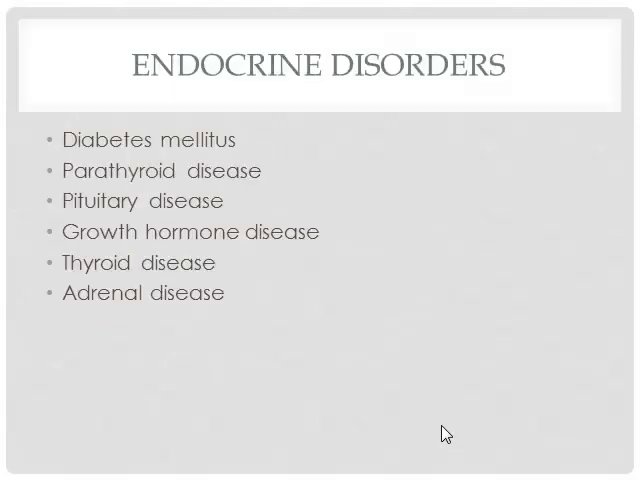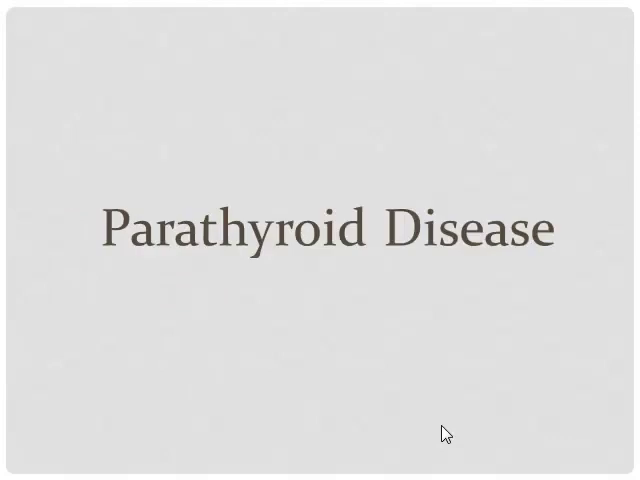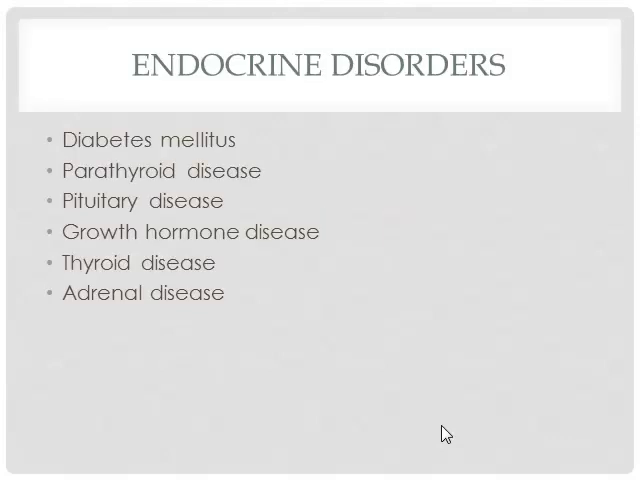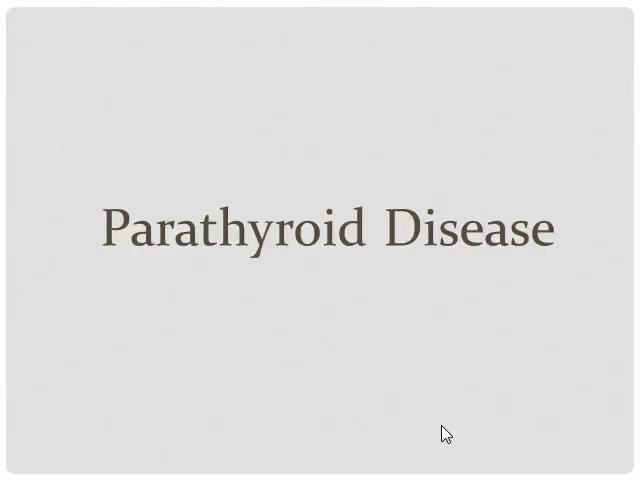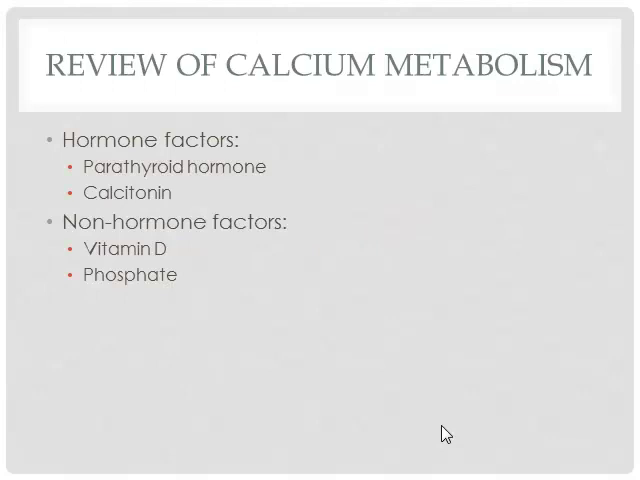So specific disorders that we'll talk about here, the endocrine disorders, we're going to talk about each one of these, except for diabetes mellitus, because we have already spoken of this in the previous lecture. For parathyroid disease, we need to review the calcium metabolism. The hormone factors involved in calcium metabolism are parathyroid hormone and calcitonin, as we talked about previously. And then the non-hormone factors would be vitamin D and phosphate.